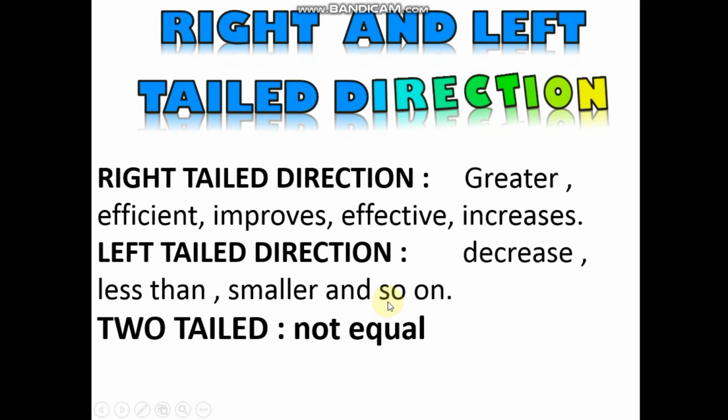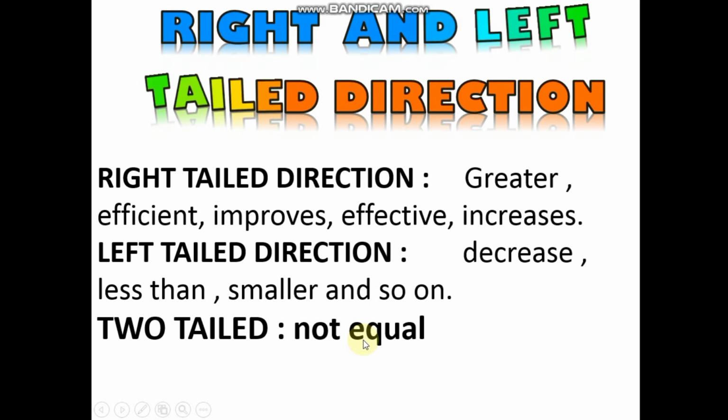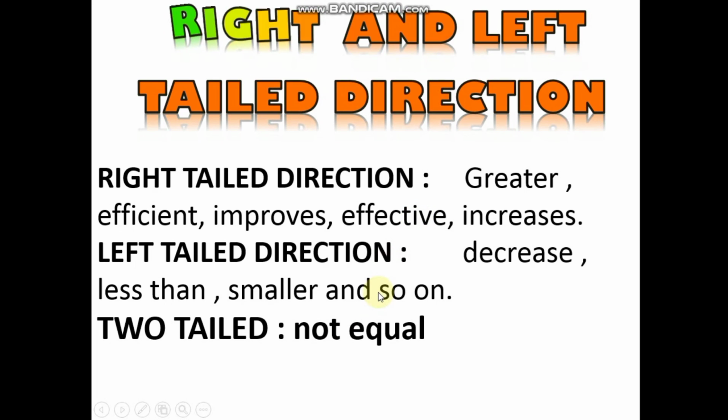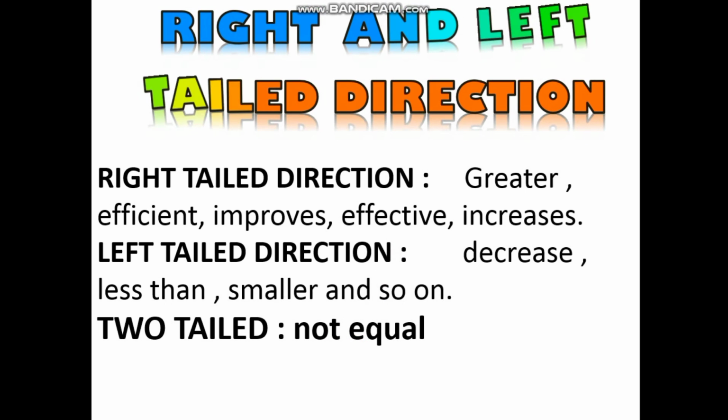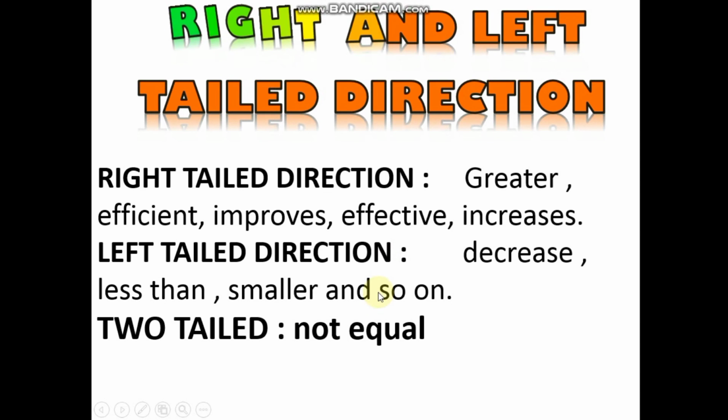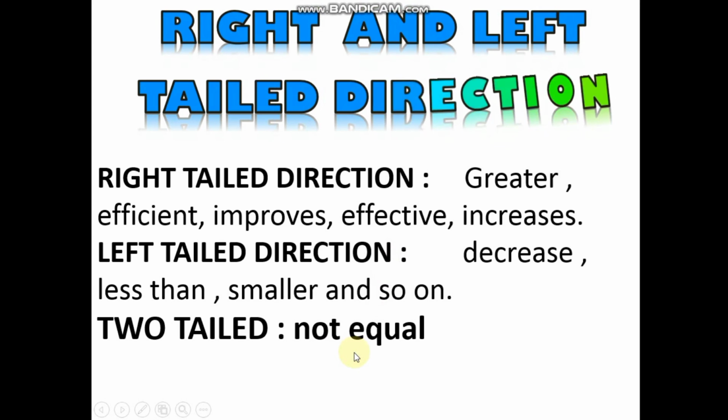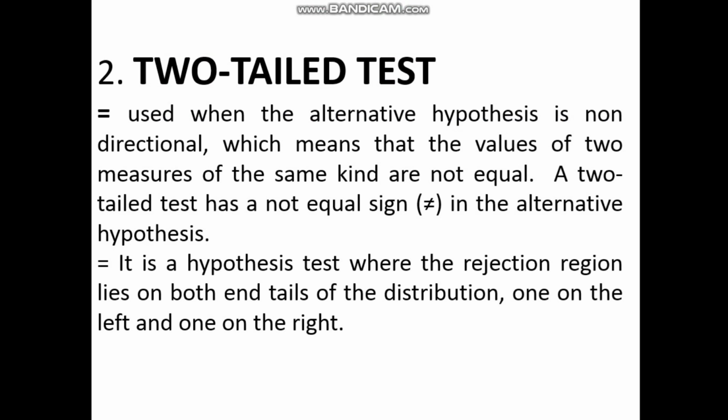So, by the way, for the right-tailed direction, ito yung mga words usually na nasa problem: greater, efficient, improves, effective, increase. And for the left-tailed naman: decrease, less than, smaller, and so on. Okay? Sa two-tailed, walang nakalagay na any clue words ng direction. Wala. So, ibig sabihin, kapag wala, automatic, you are in a two-tailed test. So, two-tailed test, it entails or it uses not equal symbol. And, sabi ko nga, nasa both end tails of the distribution yung ating rejection region. So, I hope this two-tailed test, one-tailed test, directional and non-directional data concept is clear to you.